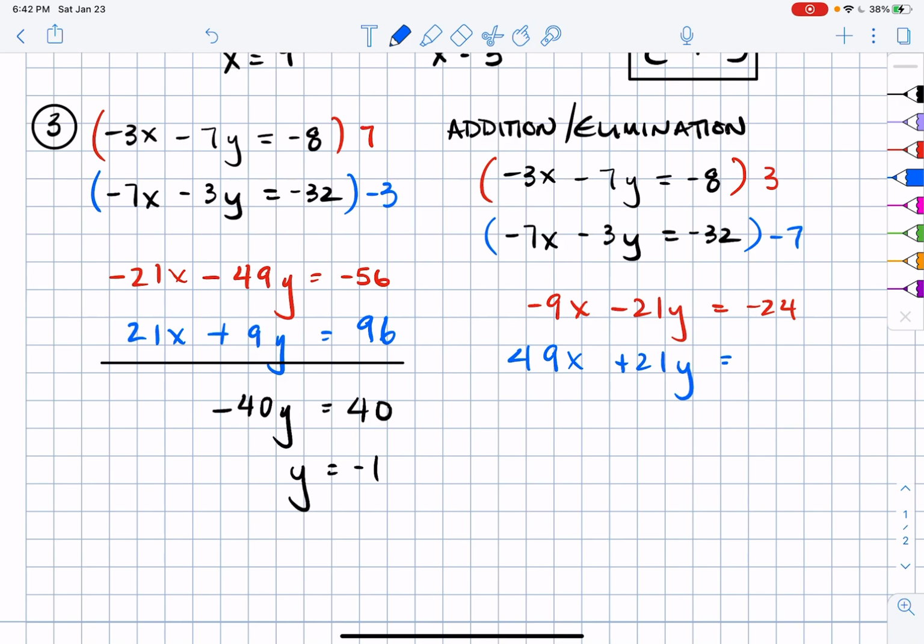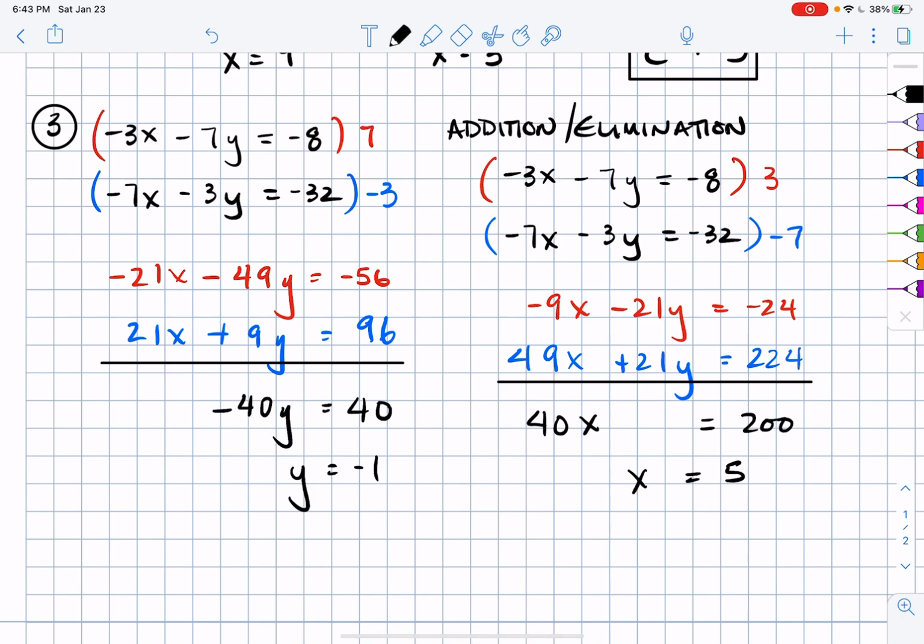You're probably going, what is it? Let me see, 32 times 7. So it's going to give me a positive 224. All right. I know that you guys kind of get scared when it becomes bigger numbers, but no worries. So what do I get when I add these? Negative 9, positive 49. I get 40x. The y goes away because it's positive, negative, is equal to 200. Divide by 40, so x is equal to 5.